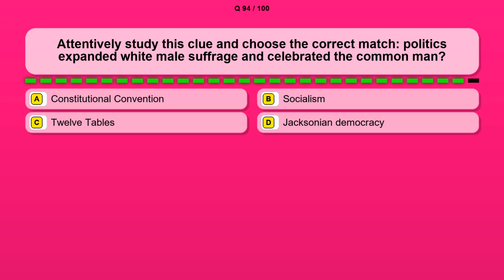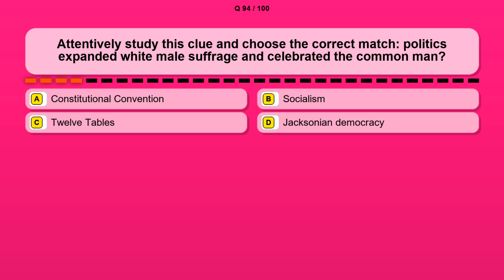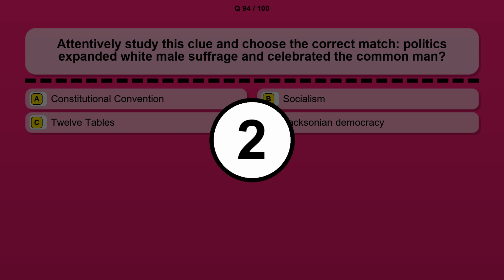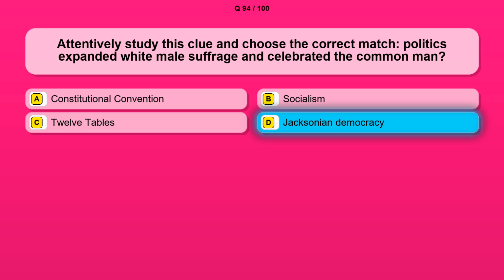Question 94. Attentively study this clue and choose the correct match. Politics expanded white male suffrage and celebrated the common man. Option A, Constitutional Convention. Option B, Socialism. Option C, 12 Tables. Option D, Jacksonian Democracy. The correct answer is option D, Jacksonian Democracy.